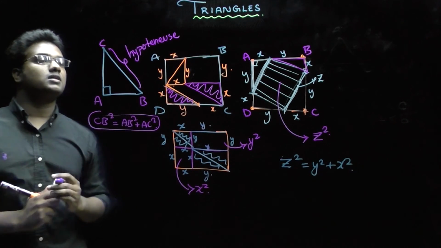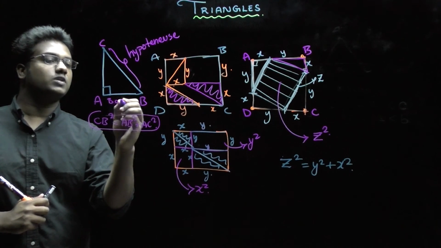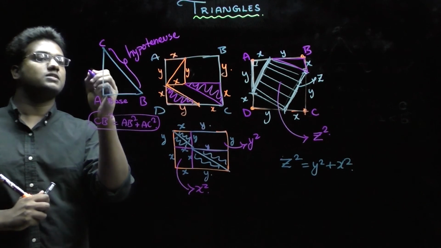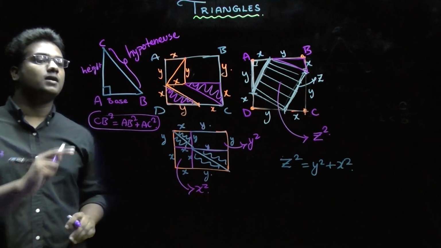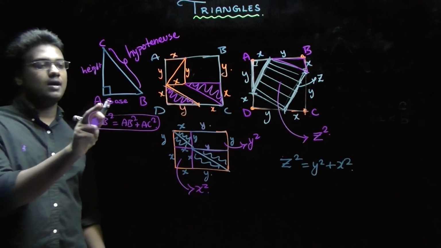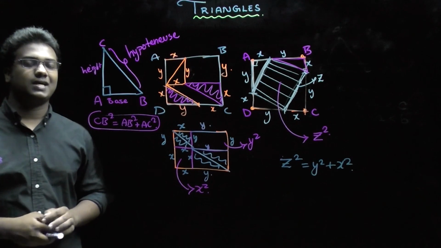That is, the square of hypotenuse is equal to the square of the base and the square of the height, where AC is said to be height and AB is said as base. So this is all about the Pythagoras theorem.